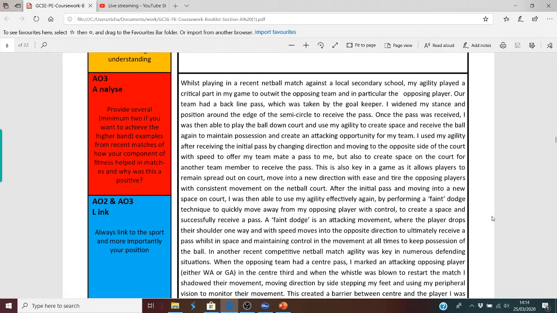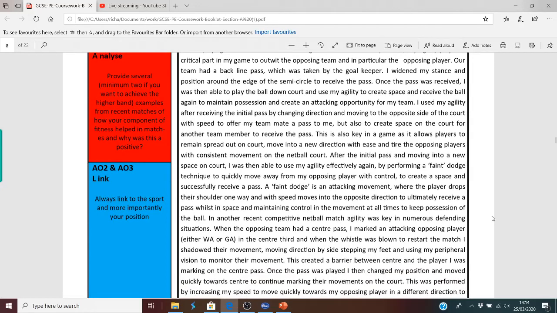In another competitive game, and this is the key thing, you have to use more than one example. So this is why she's saying in another recent competitive match, agility was key in numerous defending situations where the opposition team had a centre pass. I marked an attacking player, either the wing attack or the goal attack, in the centre third, and when the whistle was blown to restart the match, I shadowed their movement, moving direction by sidestepping my feet and using my peripheral vision to monitor their movement. This created a barrier between the centre and the player I was marking on the centre pass.